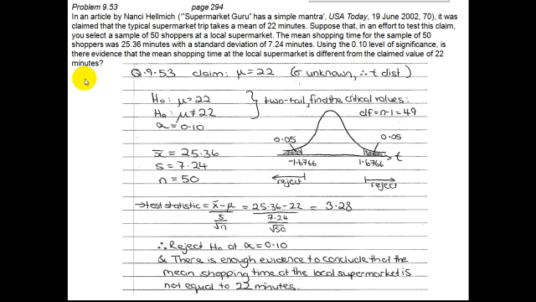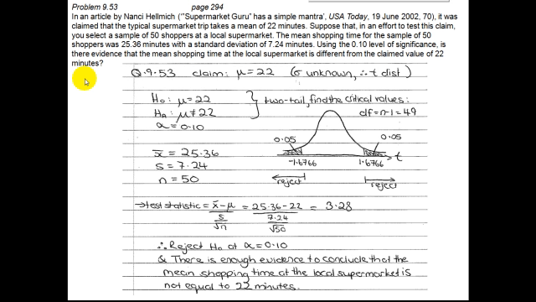If we keep going with the question information, we're told the mean shopping time for the sample of 50 shoppers was 25.36 minutes with a standard deviation of 7.24 minutes. Okay, so in terms of my sample of size 50, I have a sample mean, so an X bar value of 25.36, and I've got the sample standard deviation, 7.24 minutes.